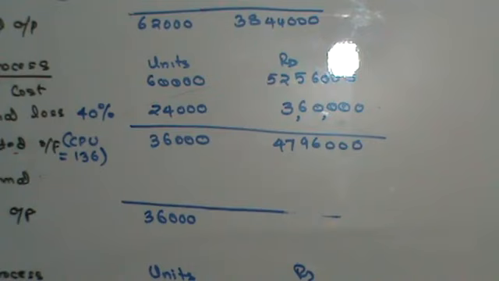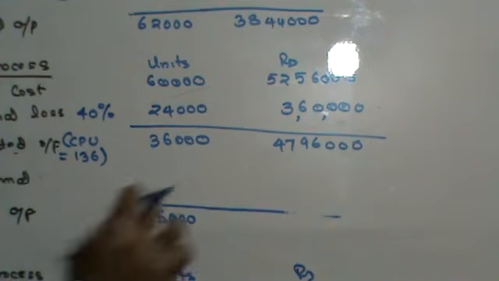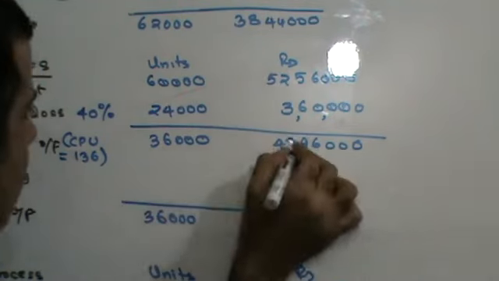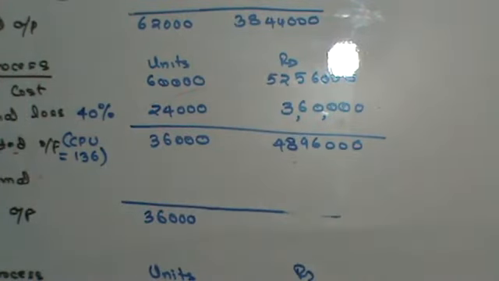That should be 48 lakh 96,000. So 48 lakh 96,000 divided by 36,000 will give you a CPU of 136. Right? So someone just cross check, is that CPU correct? Yes. Okay. Now look at your expected output.